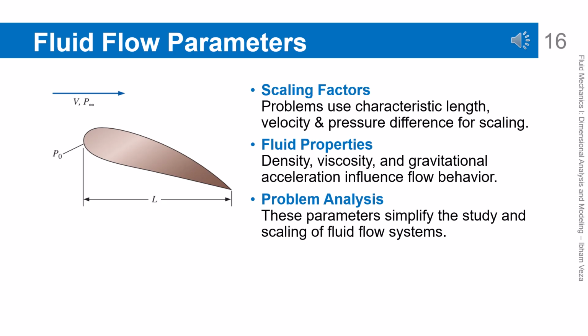Fluid flow parameters. In fluid flow problems, characteristic length, characteristic velocity, and pressure difference are usually chosen as the main scales. In addition, fluid properties such as density, viscosity, and gravitational acceleration influence the flow behavior. The selection of these parameters aims to simplify the problem without losing its physical meaning. With this approach, complex systems can be represented by a small number of key parameters. This is the basis of scaling analysis and modeling.